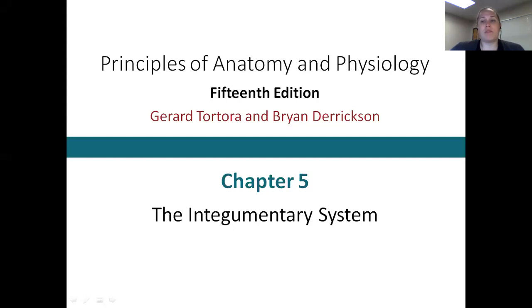Today we'll be going over Chapter 5, the Integumentary System. What's nice about this particular chapter is that I think it really flows from the last chapter where we were talking about different types of tissues, because we'll be talking about things like epithelial tissue and connective tissue and how they're part of the integumentary system.